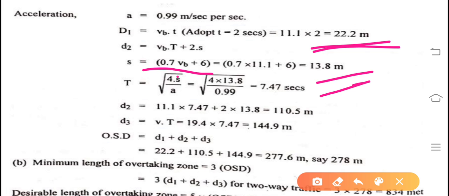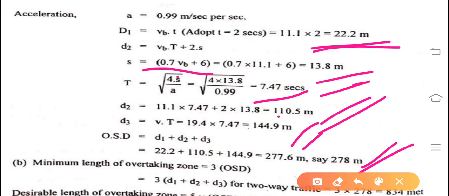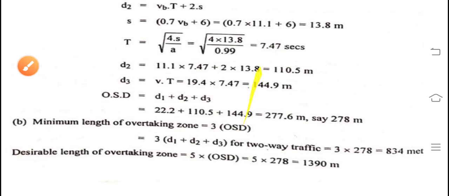Therefore, the actual overtaking operation time, capital T, is equal to the square root of 4S by a, that is 4 multiplied by 13.8 divided by 0.99. You will get 7.47 seconds. Therefore, d2 is equal to 110.5 meter. Similarly, d3 is equal to small v multiplied by capital T, that will be equal to 144.9. Therefore, total OSD is equal to 277.6 meter. You can round it off to 278 meters.